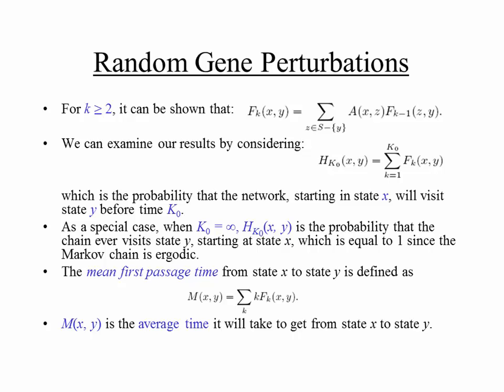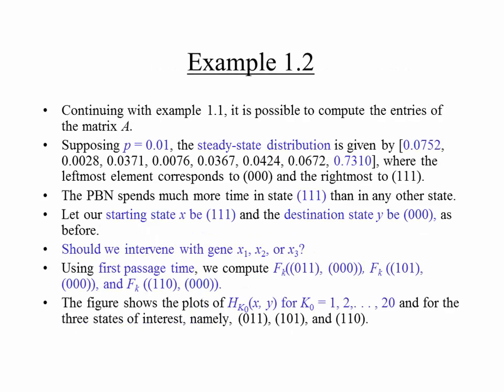So for this example, any questions so far? Again, things will become clear as I work through this example. So continuing with this example, it is possible to compute the entries of the matrix A. So suppose the perturbation probability is 0.01. In that case, the steady state distribution is given by this vector. This is for state 000 and this is for state 111.